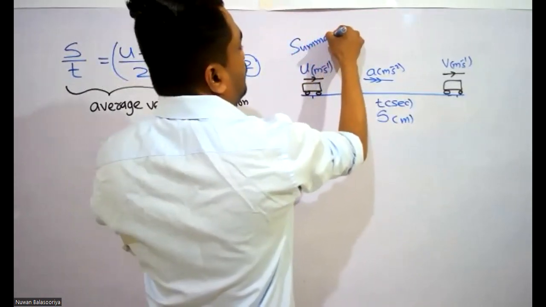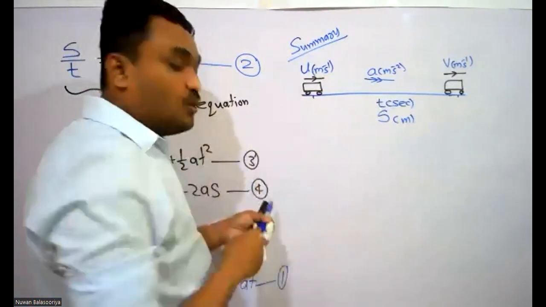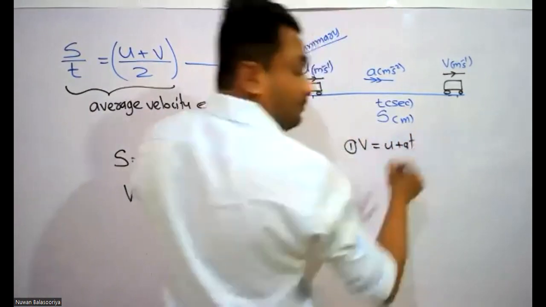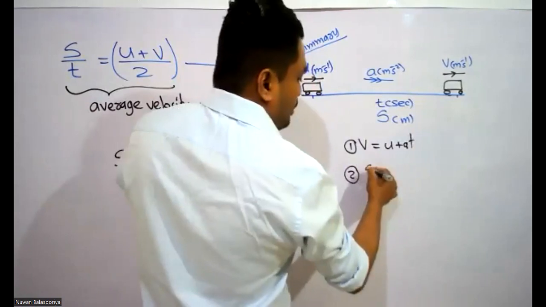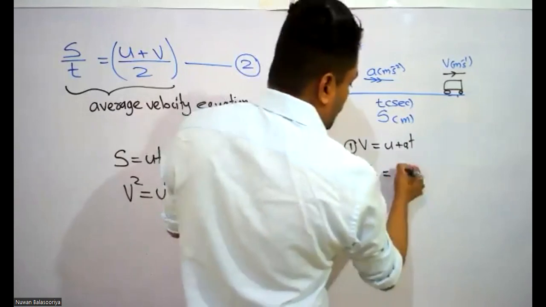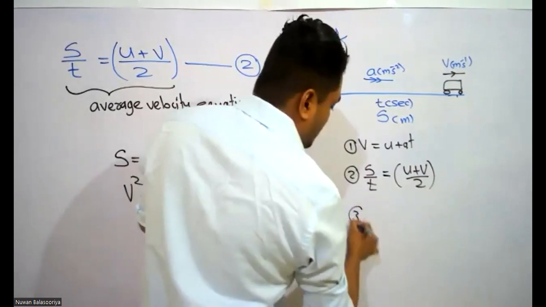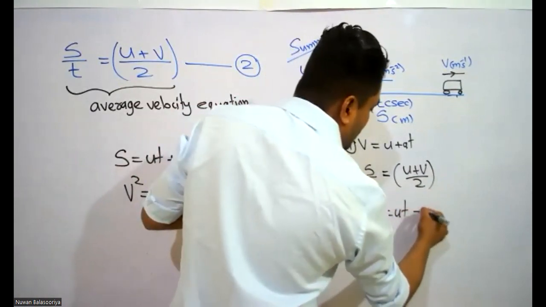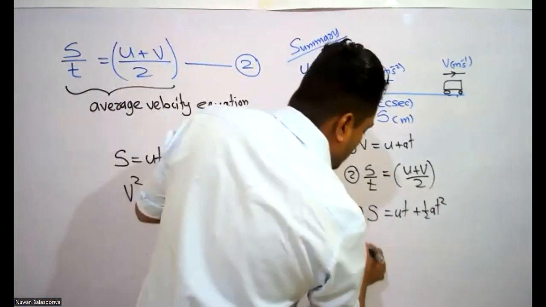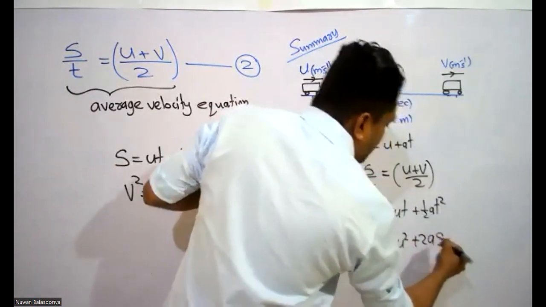If an object is moving along a straight line path with a constant acceleration, we can use 4 equations. The first equation is V equals U plus AT. The second equation is the average velocity equation, that is S over T equals (U plus V) over 2. The third equation is S equals UT plus half AT squared. The fourth equation is V squared equals U squared plus 2AS.